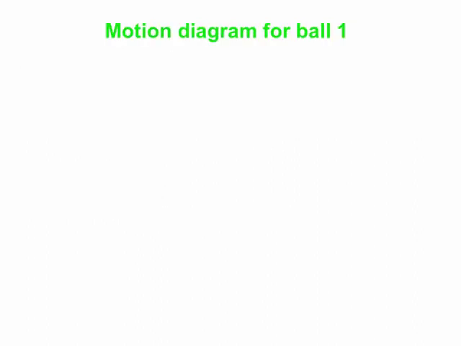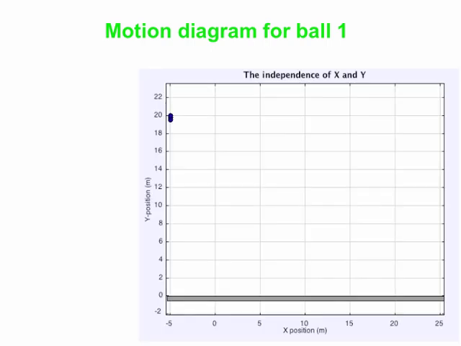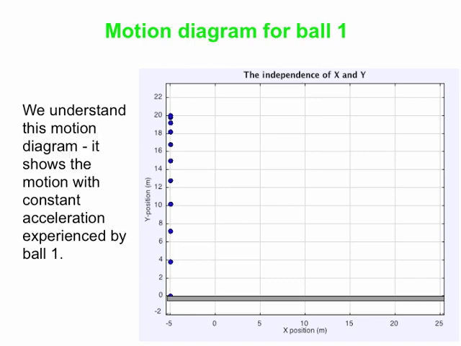Okay, we're going to analyze these different motions and see what we think. What we're going to do first is draw a motion diagram for ball number one. Okay, so here we go. We're dropping ball number one, and we can see what it does. And we also recognize this motion diagram. We have seen this before.